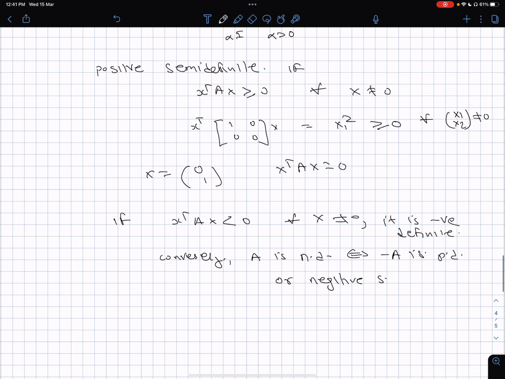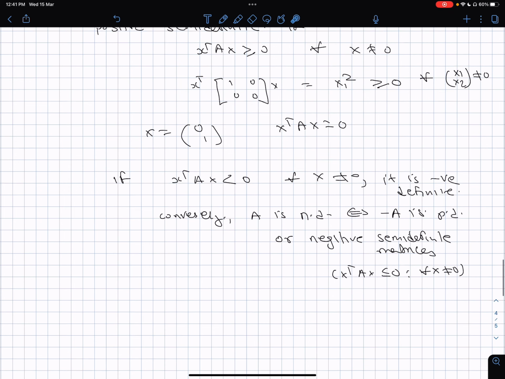Negative semi-definite matrices will have x transpose Ax less than or equal to 0 for all x not equal to 0. So for example, the identity matrix is a positive definite matrix and minus of identity is a negative definite matrix. This is a positive semi-definite matrix and minus of this is a negative semi-definite matrix.